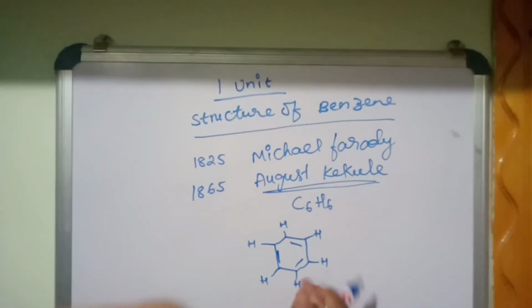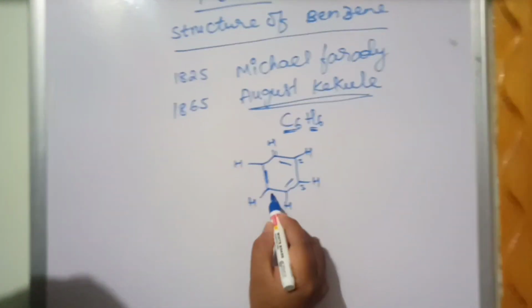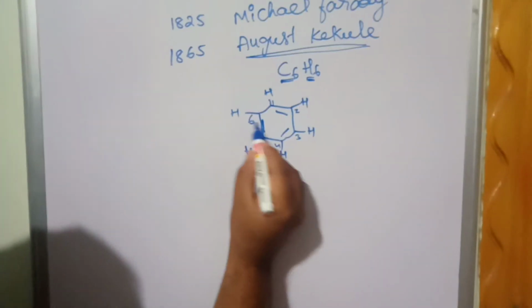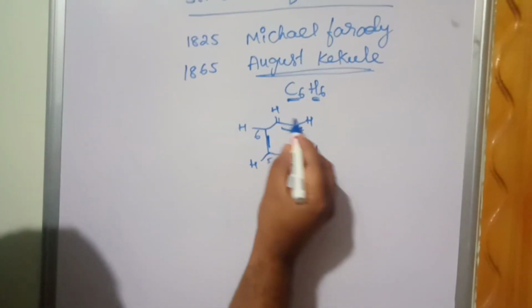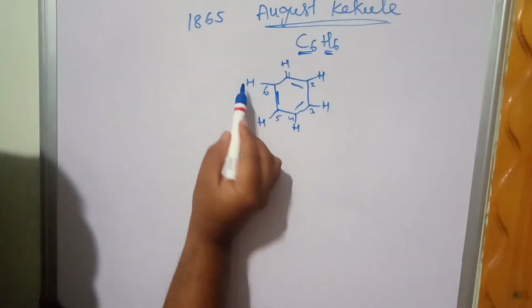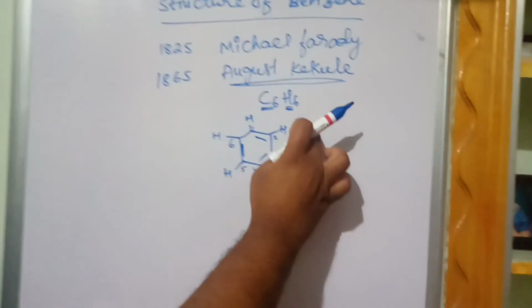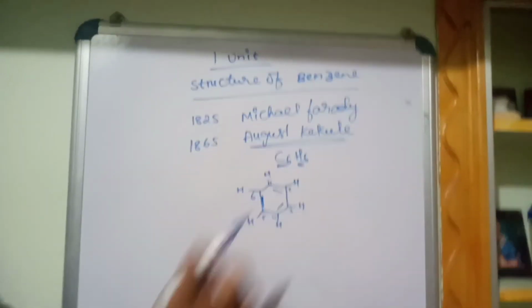So, benzene has carbon C6 and hydrogen H6. How many carbons? 1, 2, 3, 4, 5, 6. 6 carbons are there. How many hydrogens are there? 1, 2, 3, 4, 5, 6. So the molecular formula of benzene is C6H6.